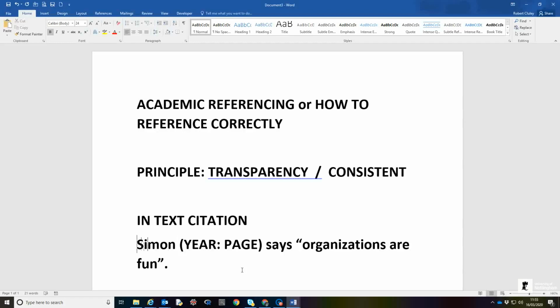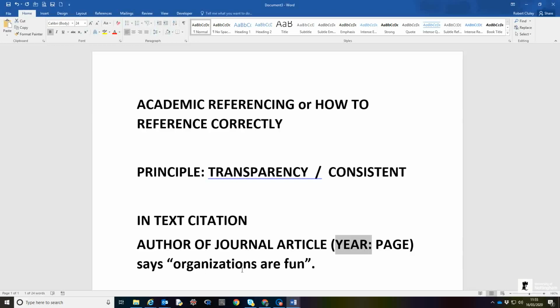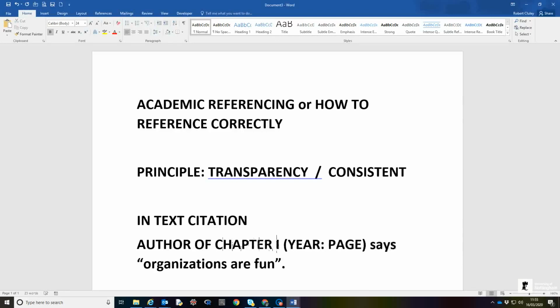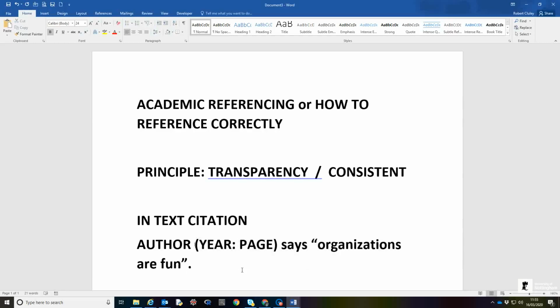Okay. So this is what you need in text. If it's a journal article, you have the author of the journal article here. You have the year that it was published and the page number that the quote comes on. Okay. If it's the author of a chapter in a book, you have the author's name there. If it's a book that's written by one person, you just have their name like that.